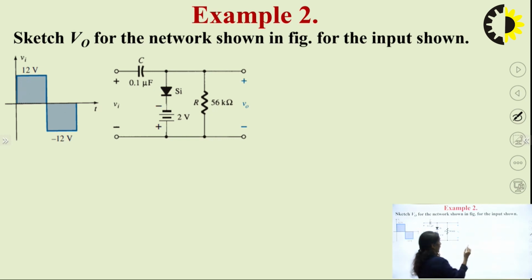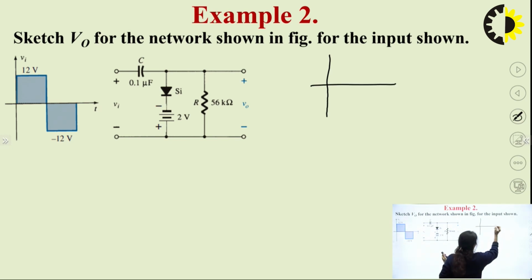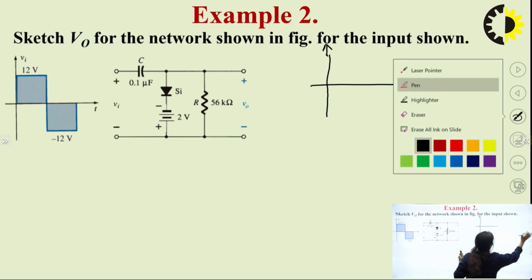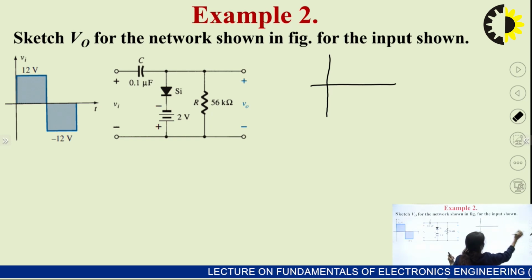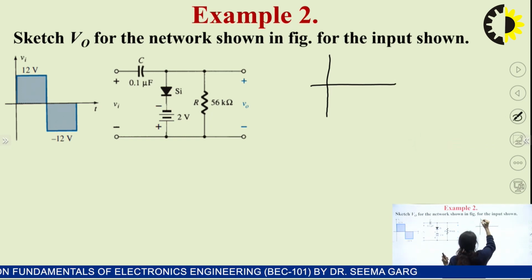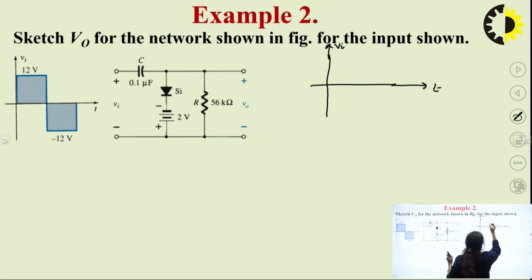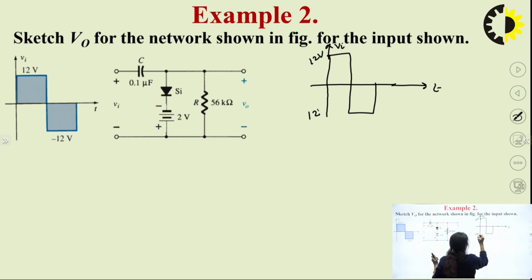No problem. I will redraw the input signal. This is VI, this is T. This value is taken as 12 volt, this is minus 12 volt. This is my input signal. So let us start our analysis.